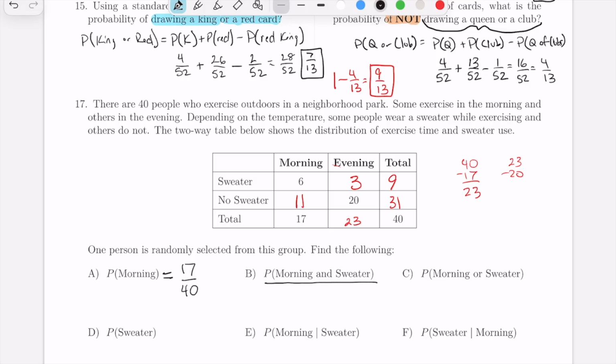The morning and the sweater. This is another one where it's just easier if we look at the sweaters and we look at the mornings and we see where they intersect. We can see that they do intersect right here at this 6. There were 6 people that exercised in the morning and wore a sweater, and that's 6 out of 40. Again, there's no given in this case. It's just 6 out of 40. We could reduce that down to be 3/20ths for a little cleaner number.